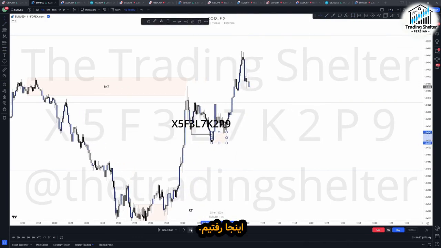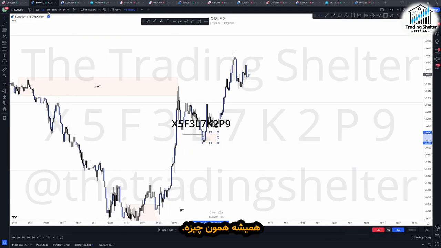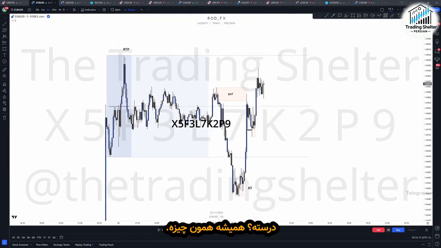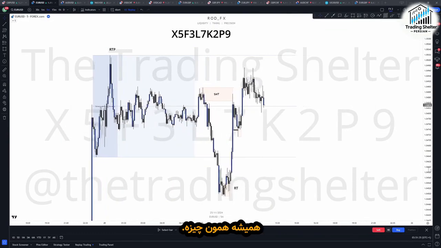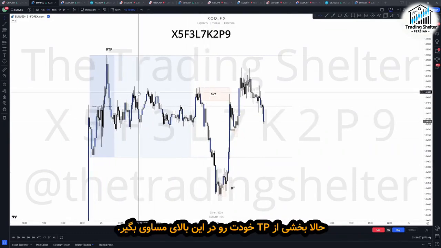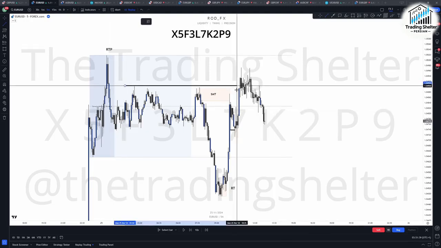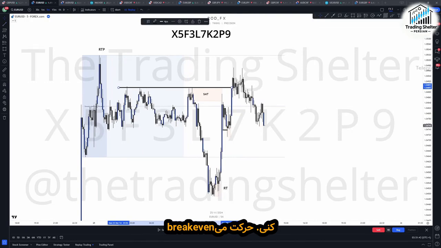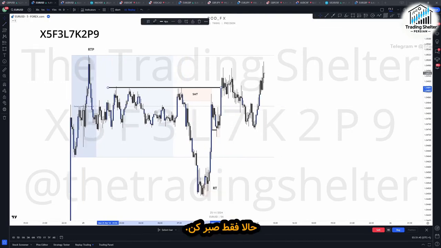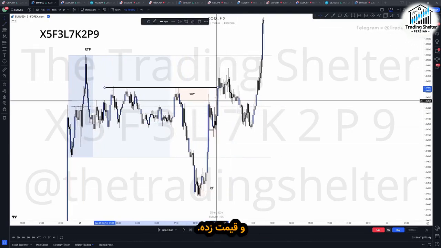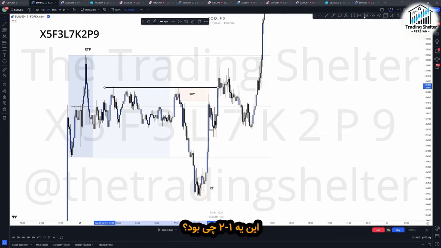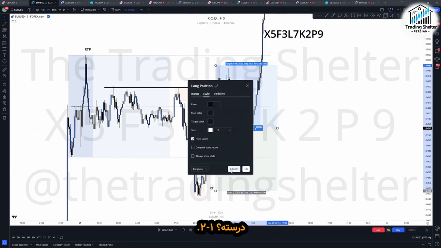Here we go. Always the same thing. It's rinse and repeat. Now you take your partial at these equal highs, right? Now price is reacting, break even. Now you just wait. And price is hit. Just because of this partial zone, you secured your money. That's a 1-2, what? Right? 1-2.